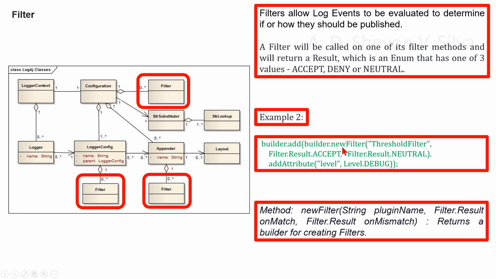The method newBuilder, FilterBuilder, newFilter, with the plugin attribute plugin name, Filter.Result onMatch here, and Filter.Result onMismatch here.